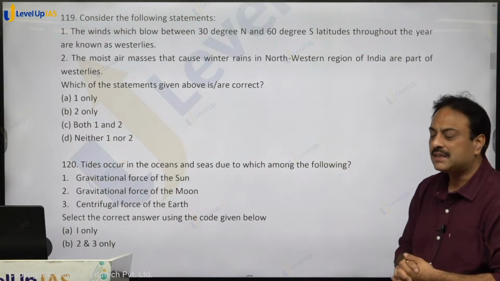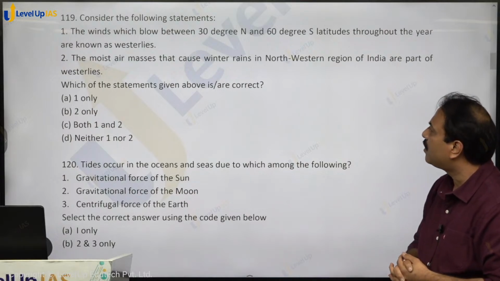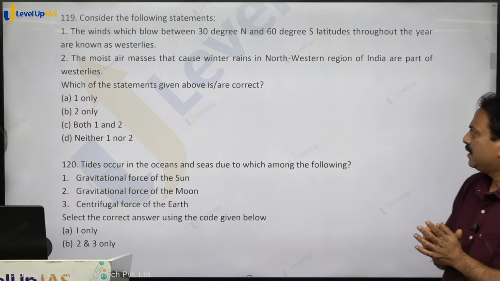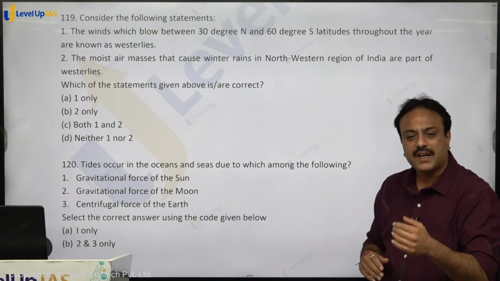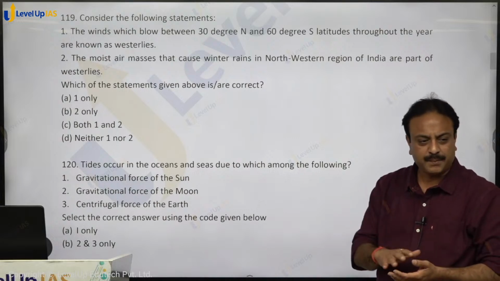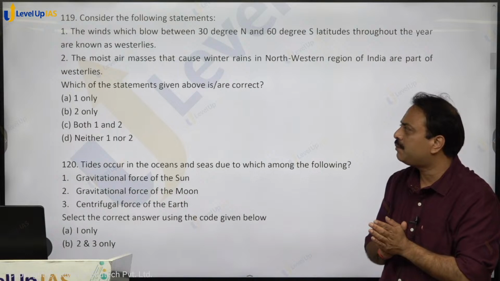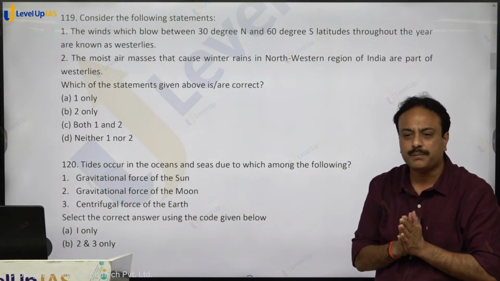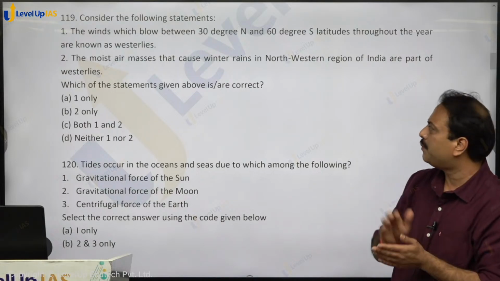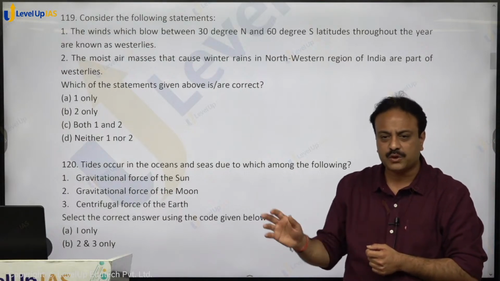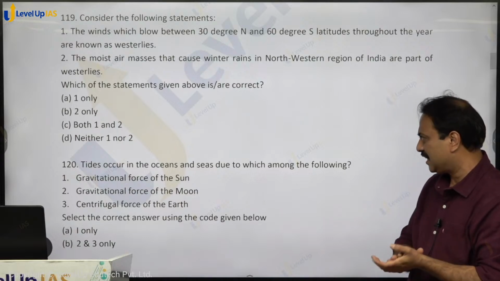Consider the following statements. The winds which blow between 30° north and 60° south latitudes throughout the year are known as westerlies. Winds will blow from 30° to 60° in one hemisphere, not from north to south. So it is a wrong statement. Westerlies blow from subtropical high pressure belt to subpolar low pressure belt in both the hemispheres. So that is ideally 30-35° to 60-65° in both the hemispheres. So it is not a correct statement.